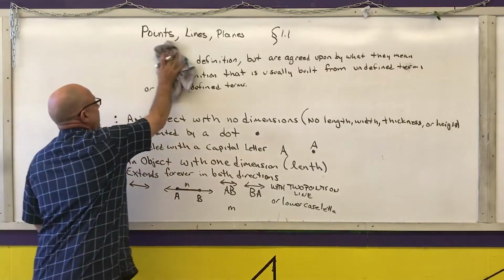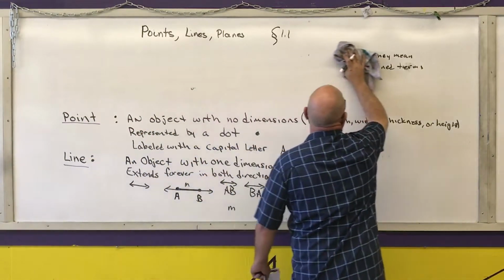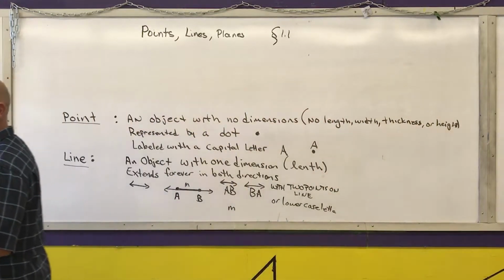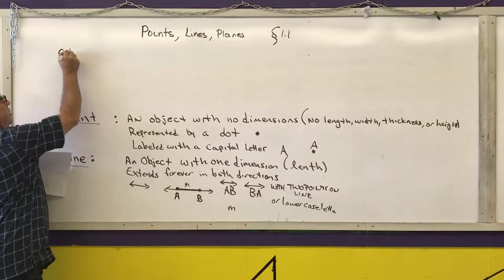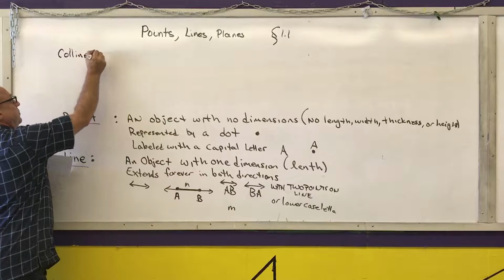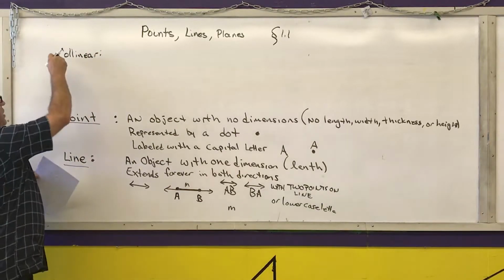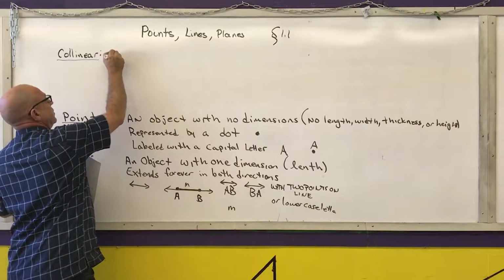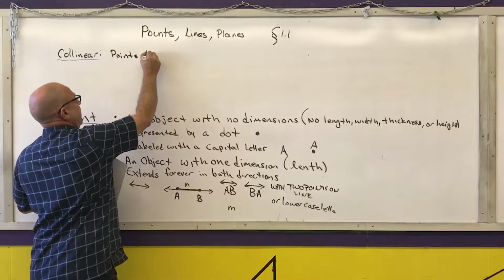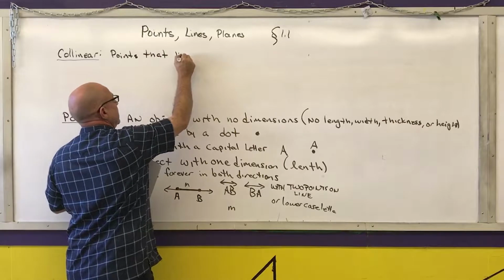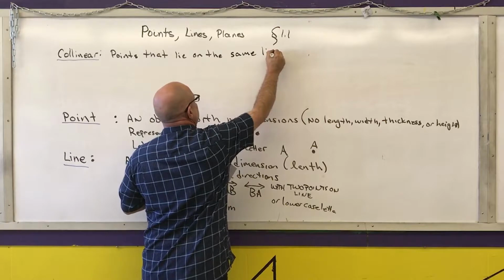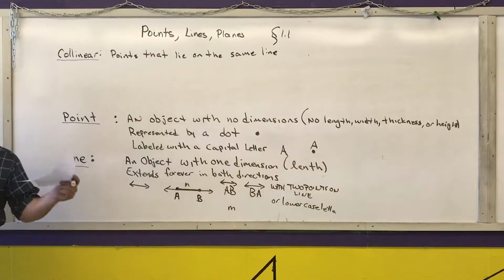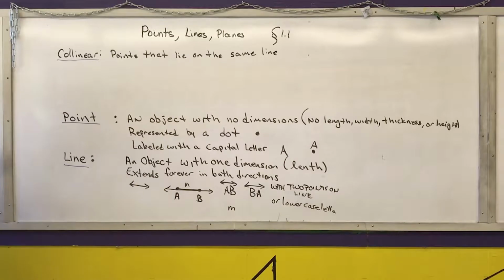Next thing that we want to define is collinear. So this is actually a definition. This goes in our definitions too. So collinear. Collinear are points that lie on the same line. And this is in an order that's different than your textbook, and the reason why I'm doing this is because my next definition is going to talk about things.